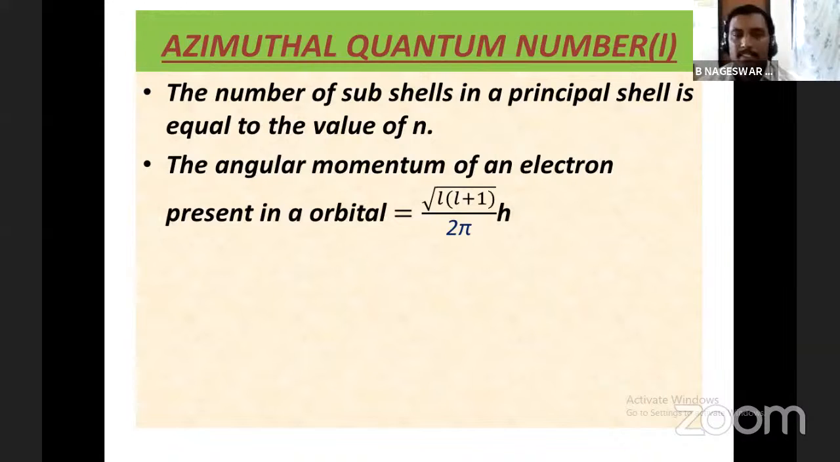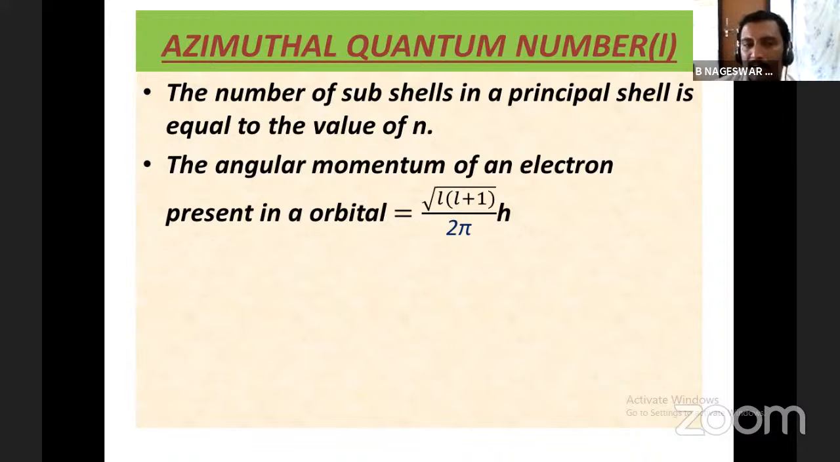Principal shell. We are taking the first shell. For the first shell, the value of n is equal to 1. In the case of the first shell, we have only one orbital, that is the 1s orbital. Suppose we are taking the second shell, we have 2 types of orbital: one is the 2s orbital, the next one is the 2p type of orbitals. Okay, that is the meaning of that sentence.